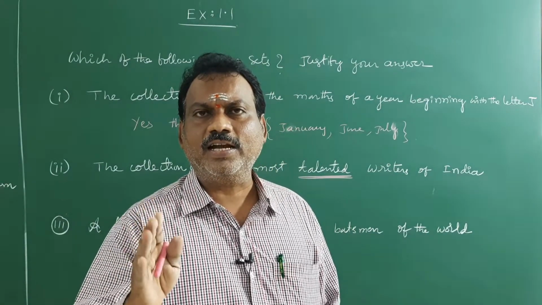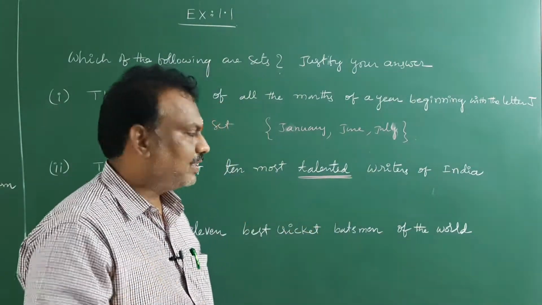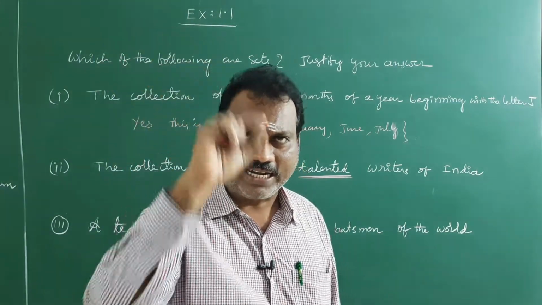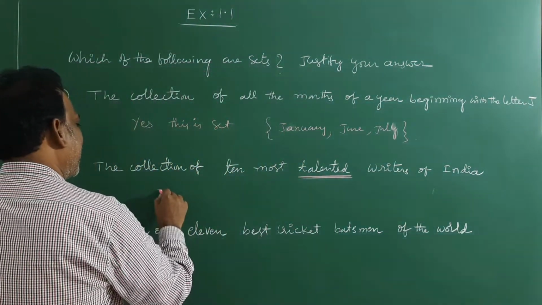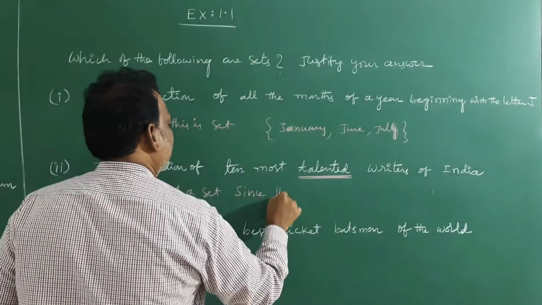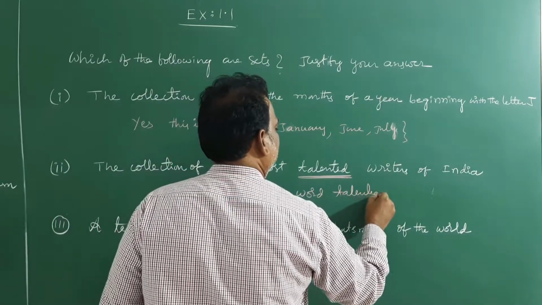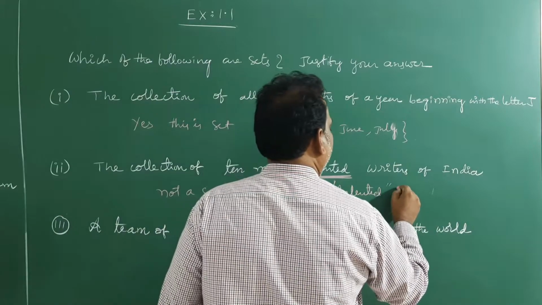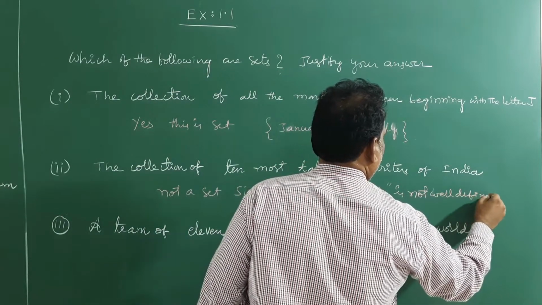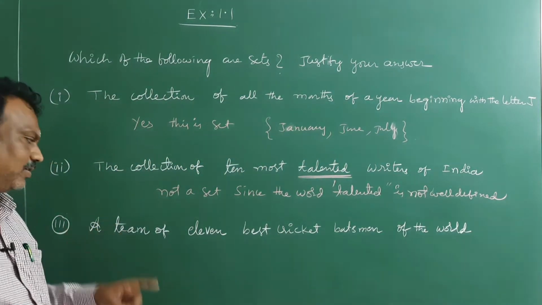Clear, students? A set is a well defined collection of objects. It is not well defined. Why? Because the word talented is not well defined. That's why it is not a set. Clear, students? You have to write: not a set, since the word talented is not well defined. Right, students? I think you understood. Come to the third question.